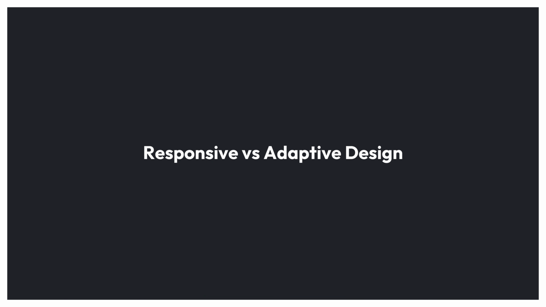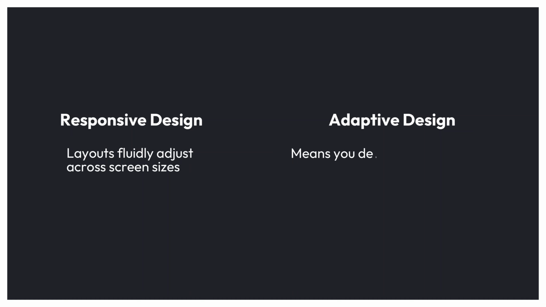Responsive versus adaptive design. Responsive design means layouts fluidly adjust across screen sizes. Adaptive design means you design distinct layouts for specific breakpoints. In practice, responsive is flexible while adaptive is conditional. Most modern products use a hybrid of both. When teams say responsive, they usually mean we are not designing separate products, but we are being intentional about how layouts change.